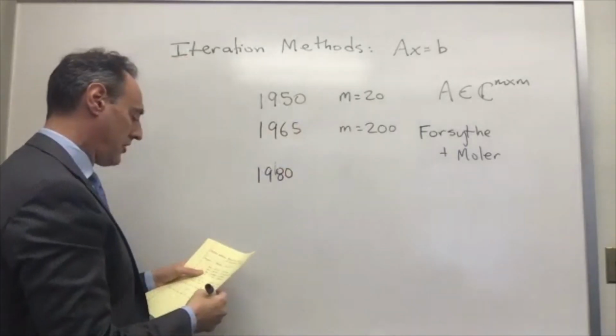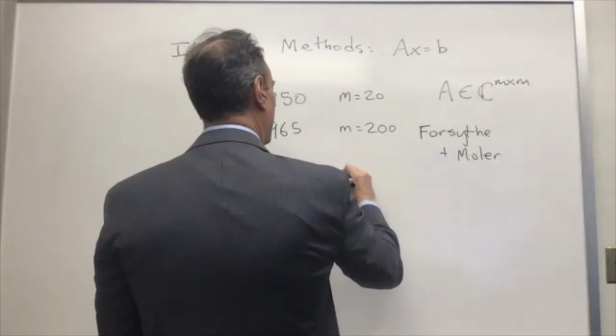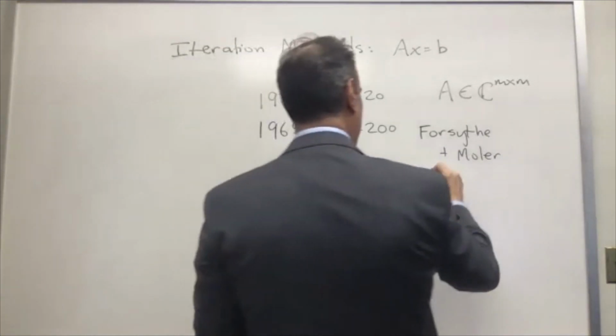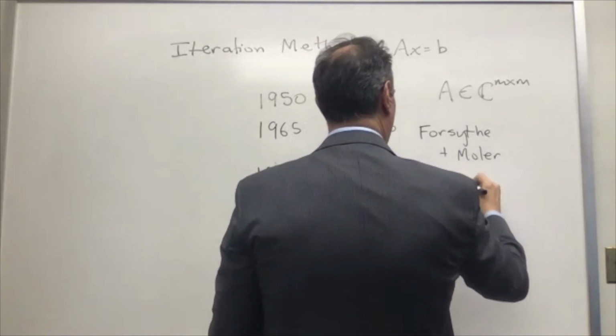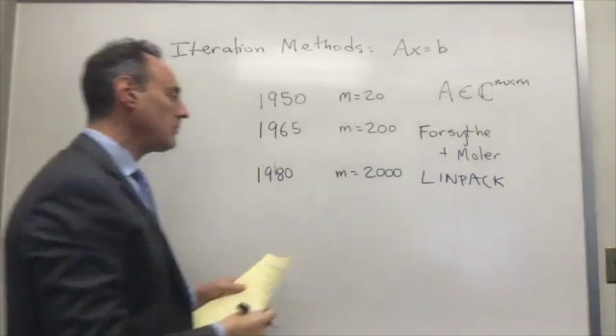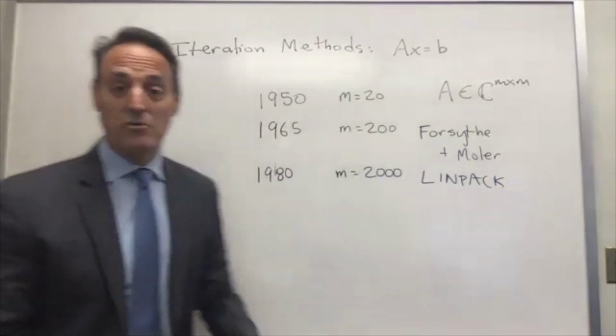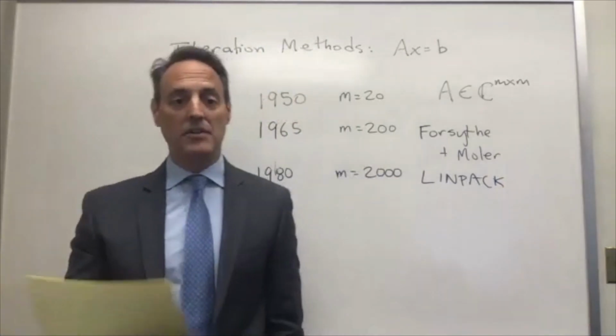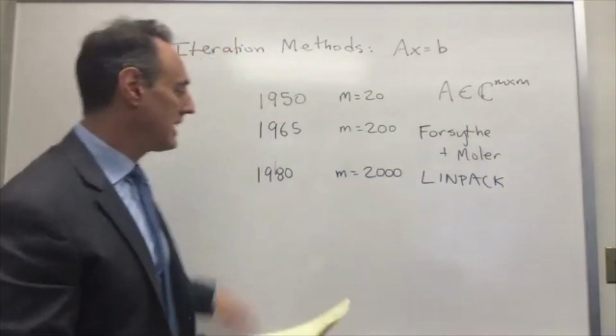Advance another 15 years. Then you're around another order of magnitude up. And this is really coming into LINPACK, which is a linear algebra package. And then you could start handling matrices about size 2000 by 2000. Okay, so you're starting to get bigger matrices. 1980.